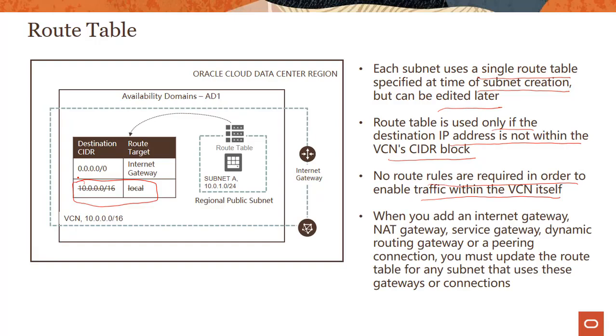When you add a gateway, whether it's an internet gateway, NAT gateway, or different kinds of gateways, you have to update the route table for the subnets that use these gateways. Otherwise, you can create a gateway, but the packets will black hole. They have no way to go to the gateway. It seems pretty logical, but that's how the route table works.